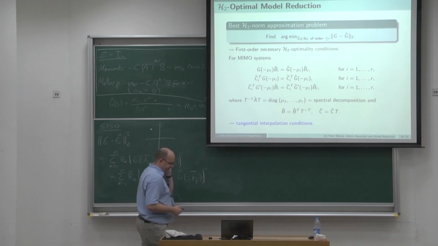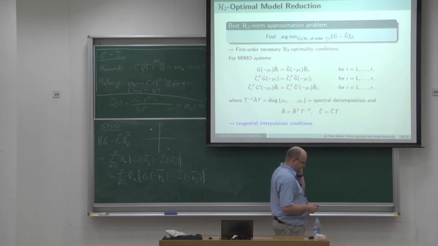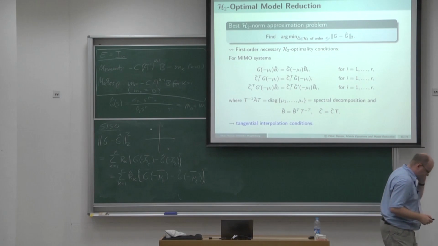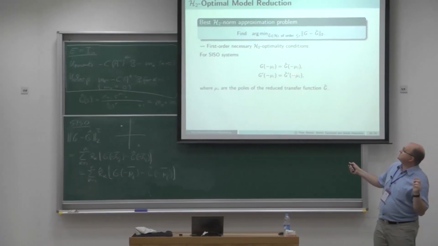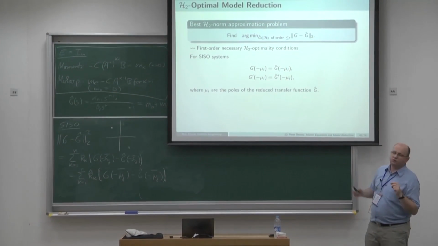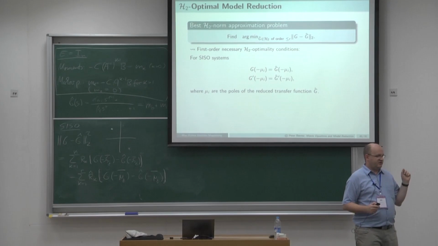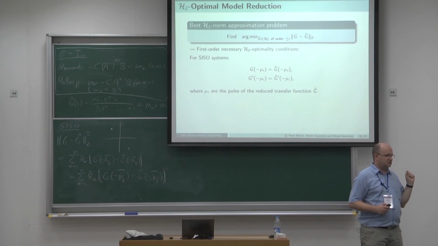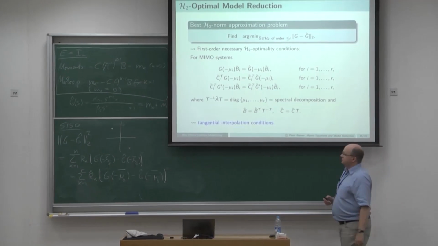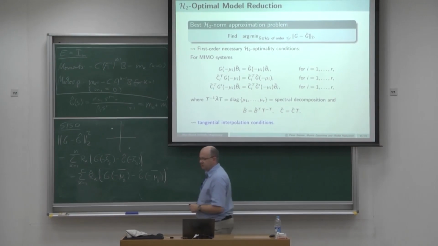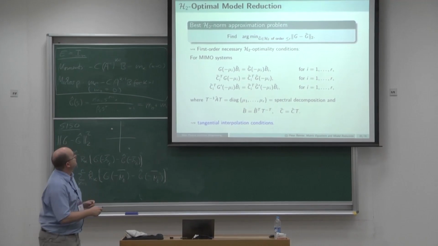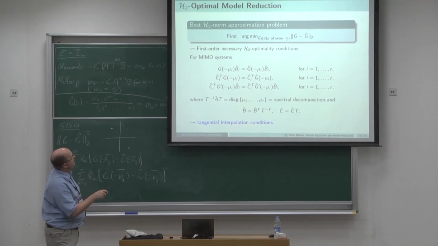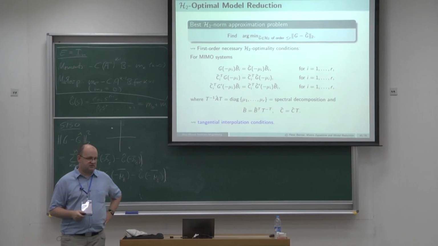Now comes a little bit of a tricky issue. In the multi-input, multi-output case, these necessary conditions are no longer related to moment matching. In the SISO case, it's the same as moment matching about mu i. If you have more than one input, more than one output, that's no longer true. The conditions are relaxed. They look more complicated, but they are actually a relaxation of moment matching. You have interpolation only in certain directions.